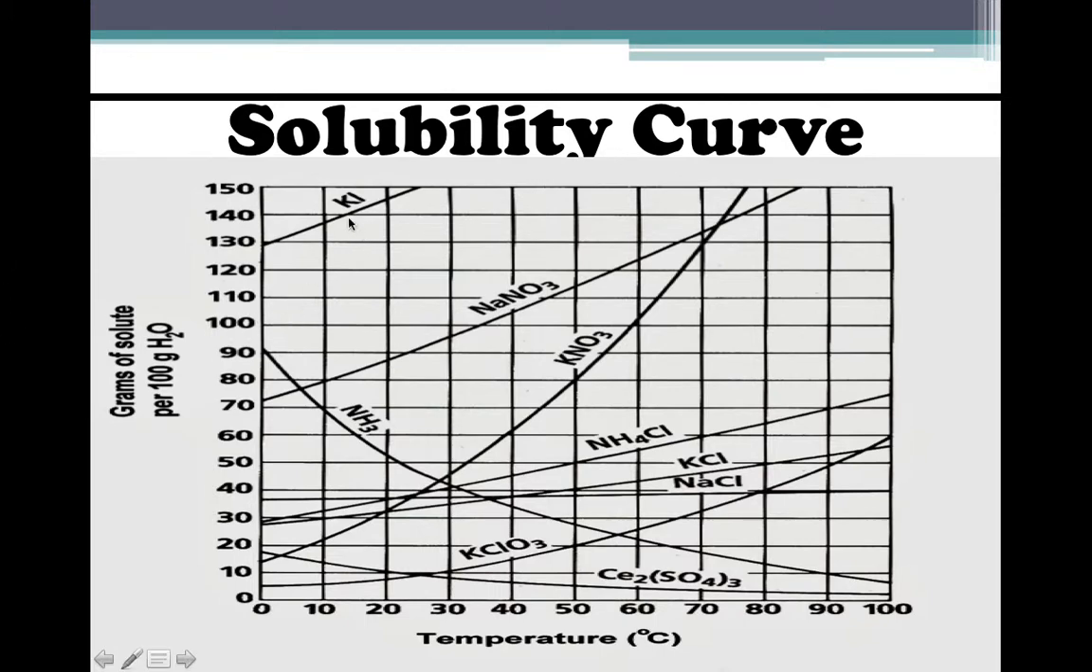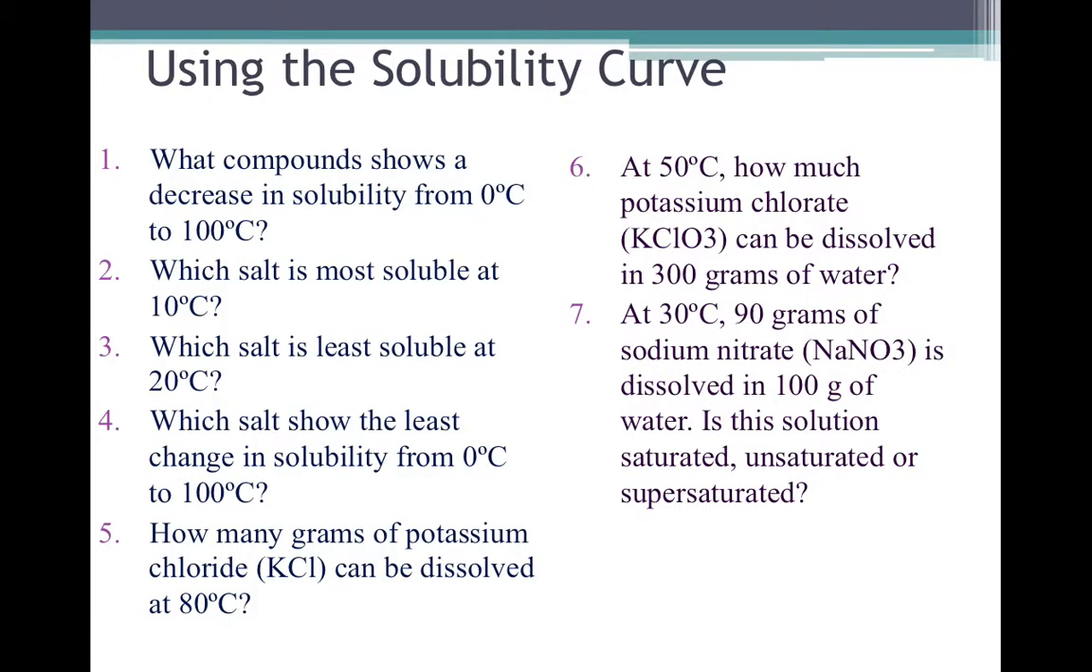So here is our graph. We have various different compounds. We have potassium iodide up here at the top. We have sodium nitrate here. We have ammonium right here. We have potassium nitrate. We have ammonium chloride, potassium chloride, sodium chloride. We have down here potassium chlorate, and then down here cesium sulfate. So we have each of these. Let me go to the next slide, and I'm going to come back to the previous slide.